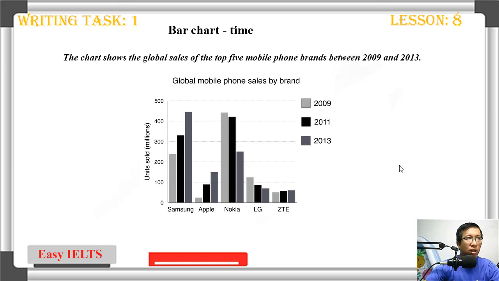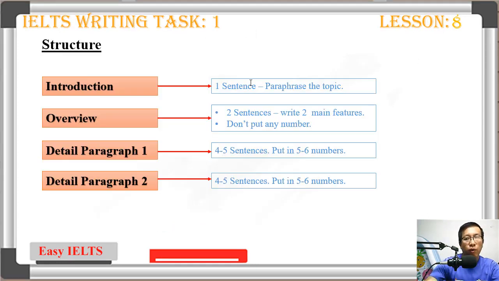In this lesson, we look at the bar chart over time. On the screen, you can see the bar chart, and the number changing over a period of 4 years, from 2009 to 2013. Before we move on to our essay, I'm going to remind you the structure that we use. For introduction, 1 sentence, overview, 2 sentences, detailed paragraph, 4 or 5 sentences.